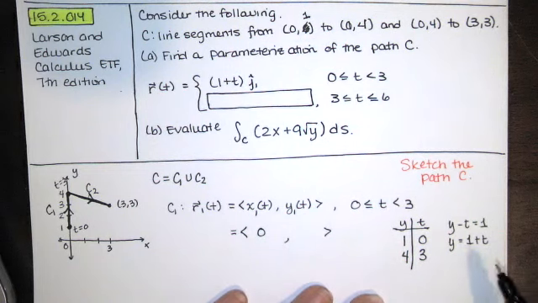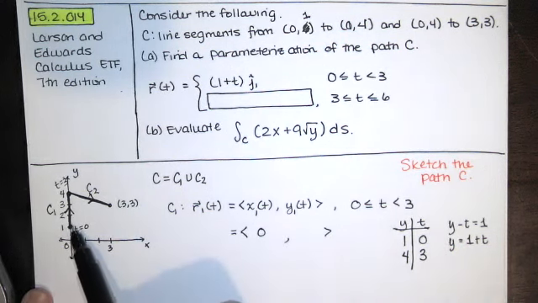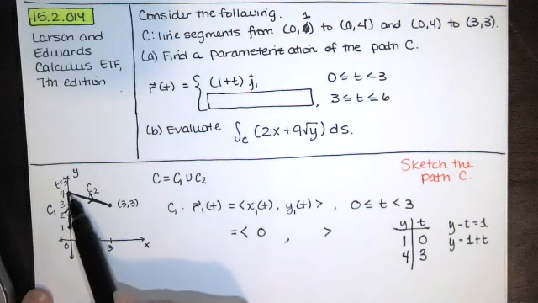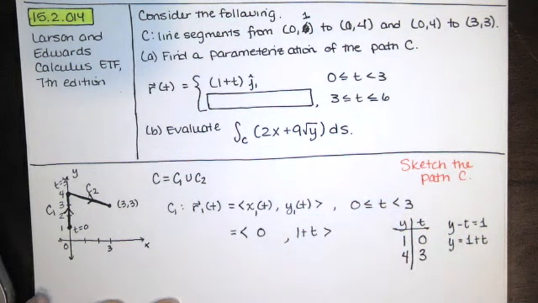And check it out, make sure it actually works. When t equals 0, y equals 1, which is what it's supposed to be. When t equals 3, y is equal to 1 plus 3, which is 4. It's exactly what it's supposed to be. So t equals 0, y equals 1. T equals 3, y equals 4. So we have that right there.